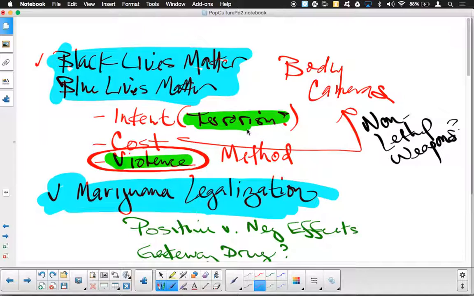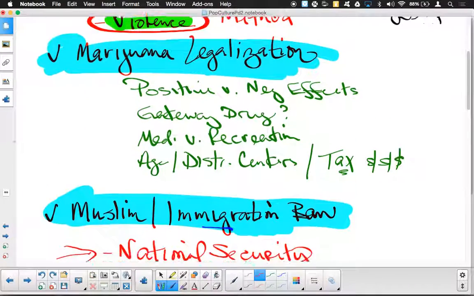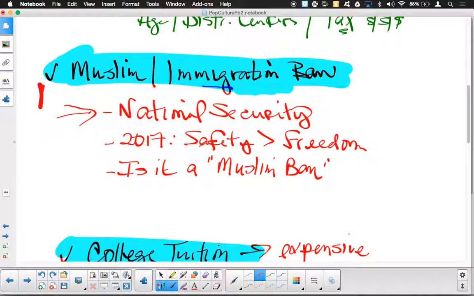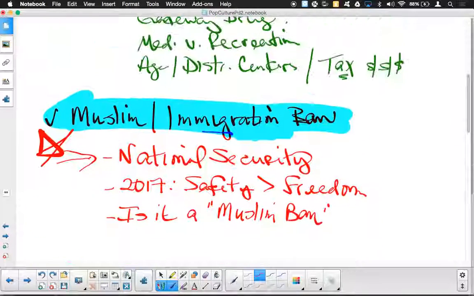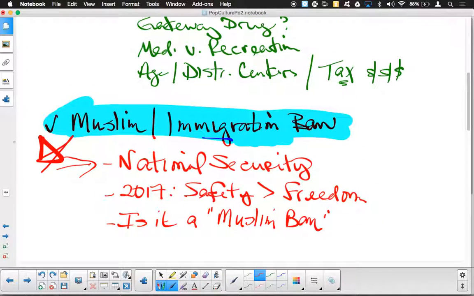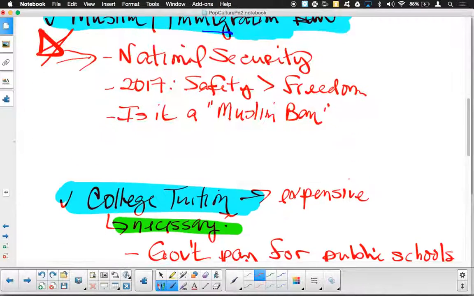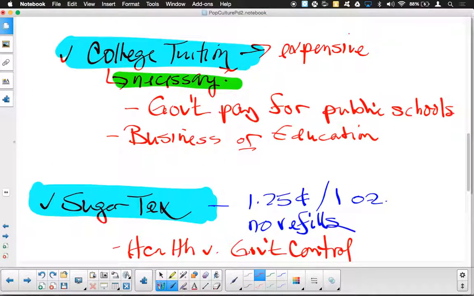Okay. All right. So far, I'm hearing protests, Black Lives Matter, in some form, shape. Immigration, Muslim ban in some form, shape. Others. Here's my thought. I think sugar tax and college tuition would be two other good ones because they are just very different.